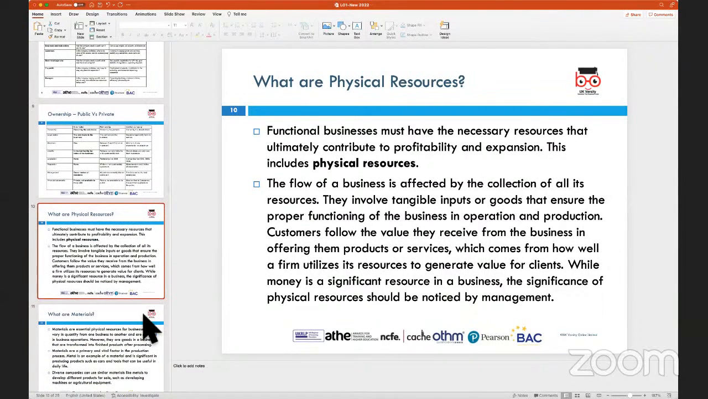Now, all organizations need physical resources at some stage. And when we say physical resources, what do we mean? When we look at physical resources, one of the things you will classify them as straight away is that they are tangible resources. That means things that I can touch and feel, and they would be classed as physical resources.